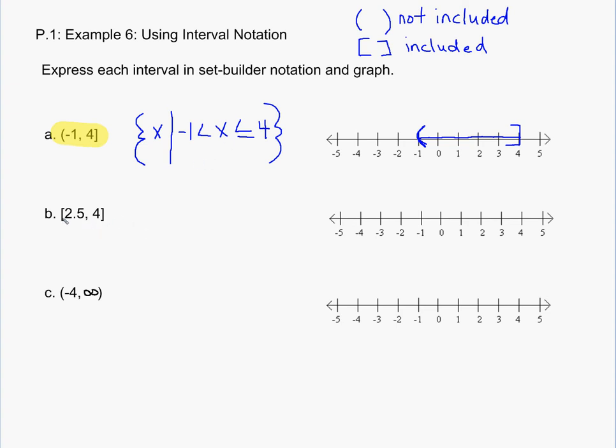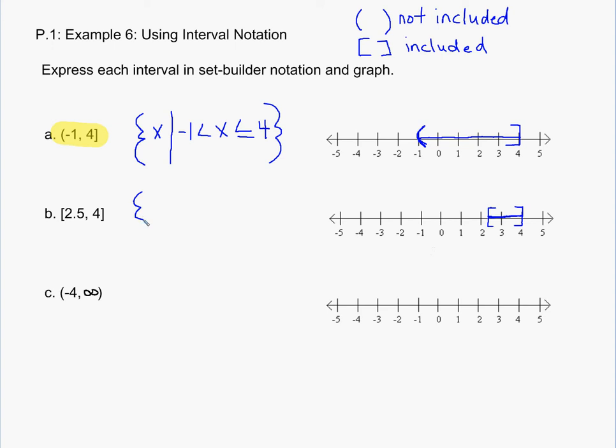Let's look at question B. Question B, we see that our set is between 2.5 and 4, where both 2.5 and 4 are included in the set. So on my graph, I'm going to locate 2.5 and put a square bracket to show that it's included. And then I'll locate +4. It's also included in the set, and all the numbers in between. So x can be equal to 2.5, it can be equal to 4, and all numbers in between.